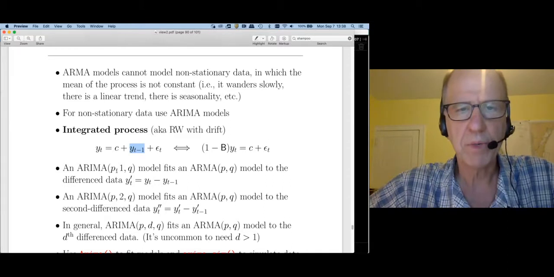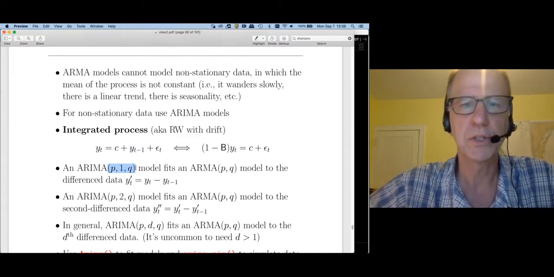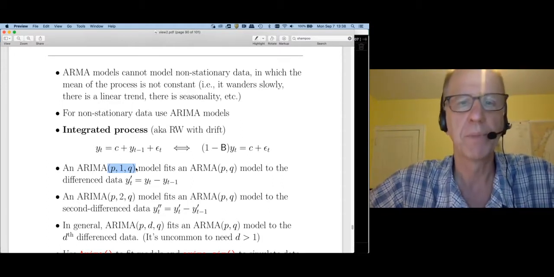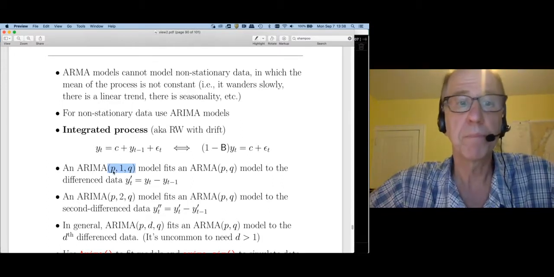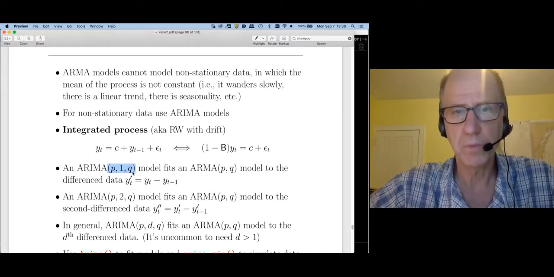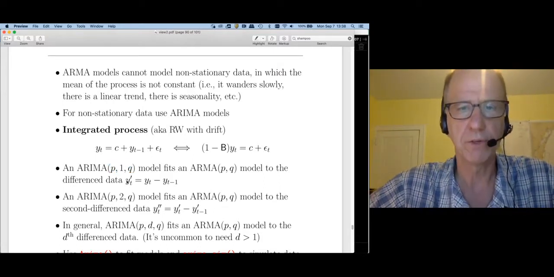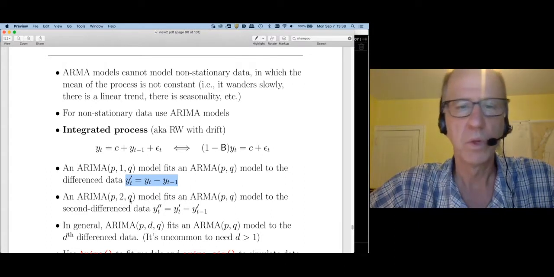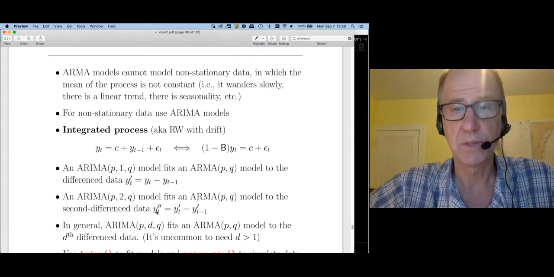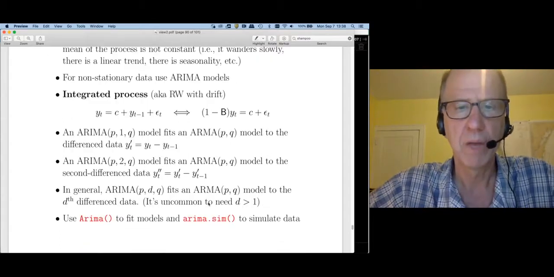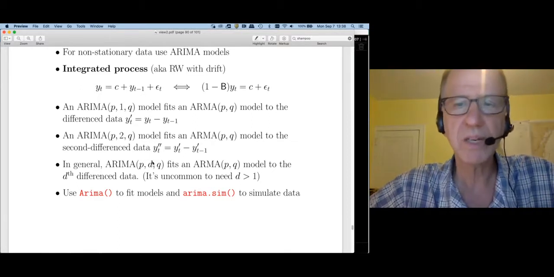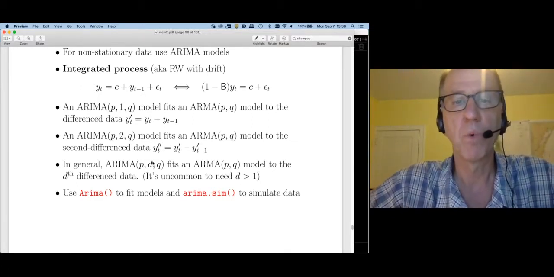The second parameter in this notation is going to indicate the number of differences that we take. So for example, if I want to fit an ARIMA(p,1,q) model, what that means is take one difference and then fit an ARMA(p,q). Likewise, an ARIMA(p,2,q) model would take second order differences and then fit an ARMA model. In general, you could take up to d differences, although it's pretty uncommon to ever go above one difference.